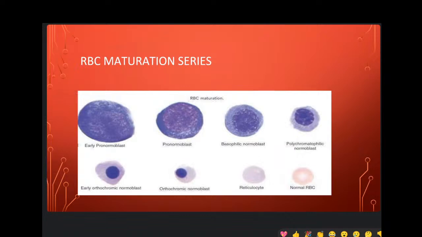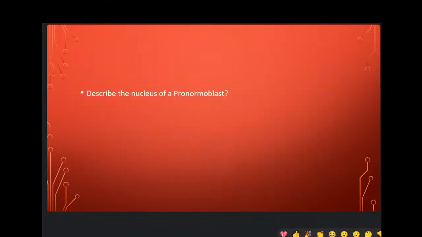The younger the cell, the more the nucleus to cytoplasmic ratio is equal, 'di ba? What else is there to see? The more basophilic it is, the bluer it is, right? The younger it is. As it grows older, you'll see certain changes, 'di ba? Kita nyo? Clear ba? Early pronormoblast, basophilic normoblast, polychromatophilic normoblast, early orthochromic normoblast, and then reticulocyte and normal RBC. Kita nyo? Klaro ba? Okay. Let's move on to the next slide.